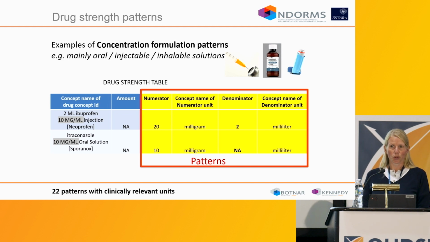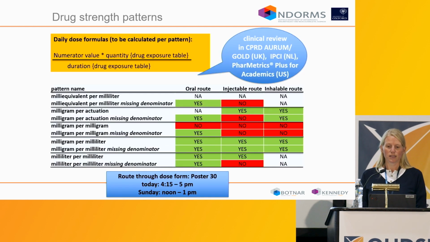And to see what was really going on, we performed an extensive clinical review in 4 different databases, the CPRD Gold, IQVIA Disease Analyzer Germany, the Dutch Primary Care IPCI database, as well as the PharMetrics Plus for academics. And the suggested dose formula is depicted here, and the clinical review really wanted to know whether the numerator value made sense in relationship with the quantity. So we found that for the patterns depicted here, divided by route, whether this formula made sense or not.